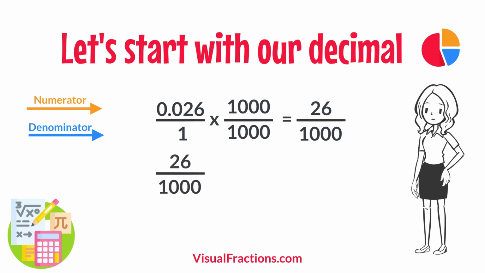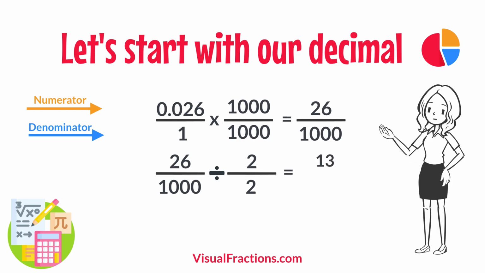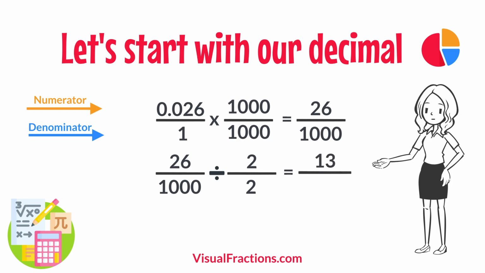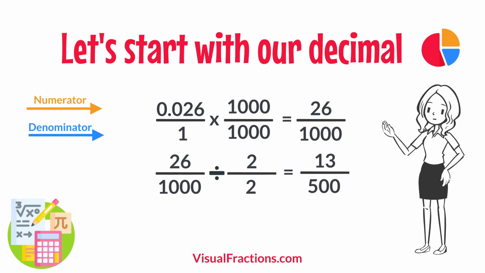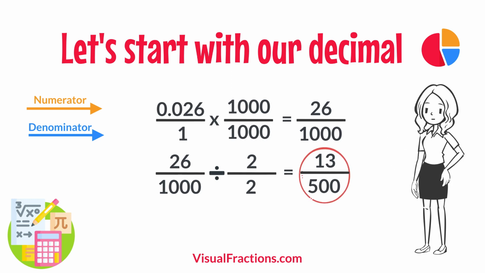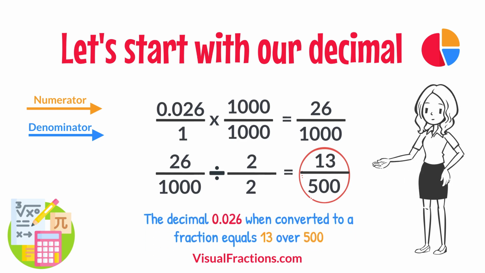Next, we simplify. Both the numerator and the denominator in 26/1000ths can be divided by 2, the greatest common divisor. Divide 26 by 2 to get 13, and divide 1000 by 2 to get 500. So, 26/1000ths simplifies neatly to 13 over 500. And there you have it. The decimal 0.026 when converted to a fraction equals 13 over 500.